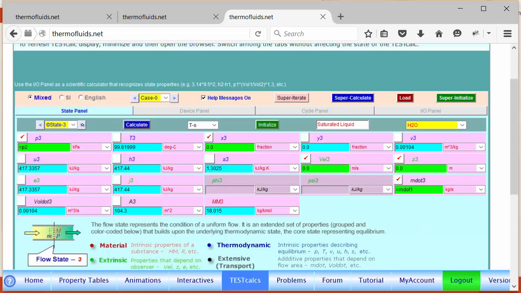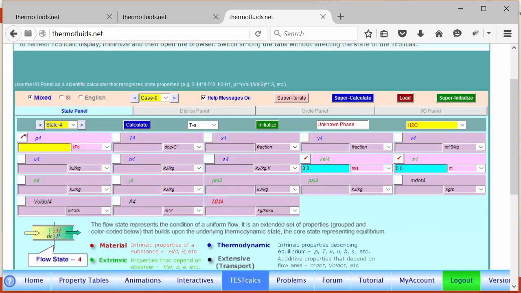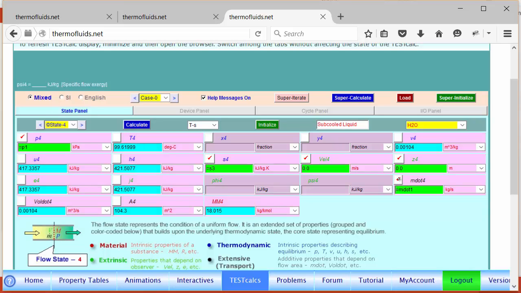State 4, what we know: the pump raises the pressure back to P1, which is the turbine inlet pressure, and entropy doesn't change, isentropic pump, S4 equals S3, and the mass flow rate remains the same through the pump. So there we have it. At the end of the pump, we found the enthalpy. This is exactly what we got. So we now know all the states.